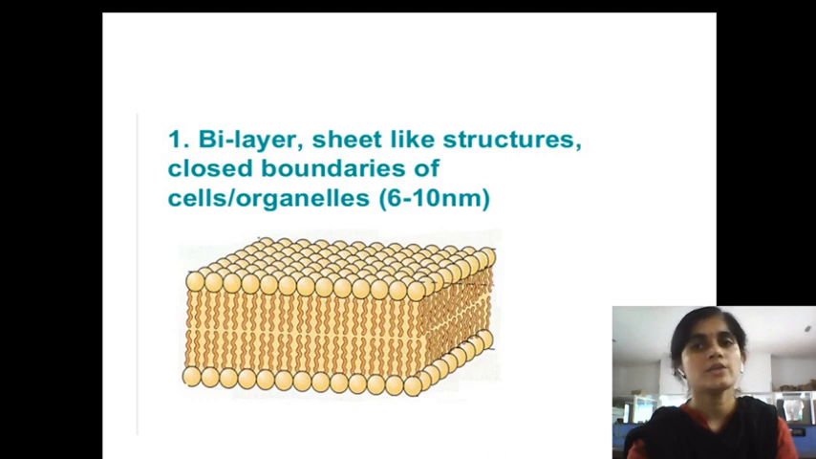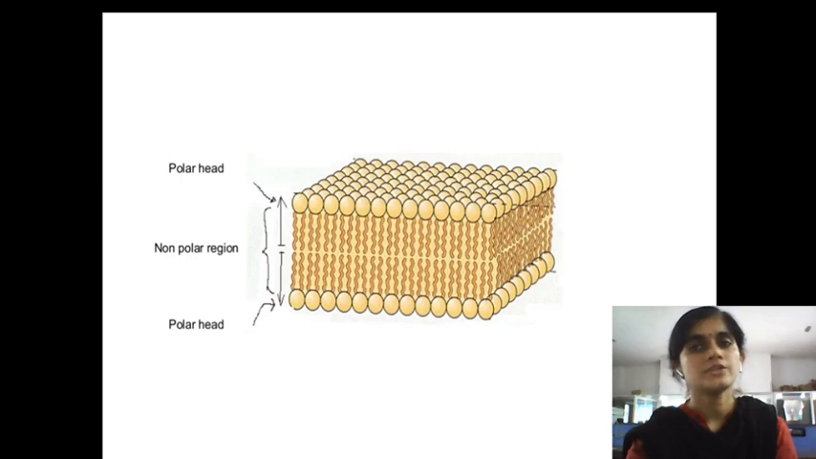Each lipid molecule contains a hydrophilic region, also called the polar head, and a hydrophobic region, which is known as the nonpolar tail. The most abundant class of lipid molecule found in the cell membrane is phospholipid.